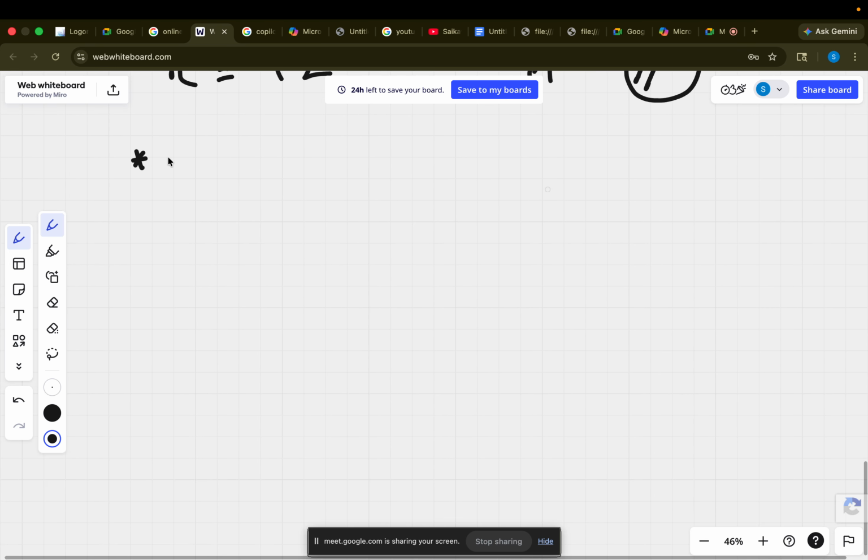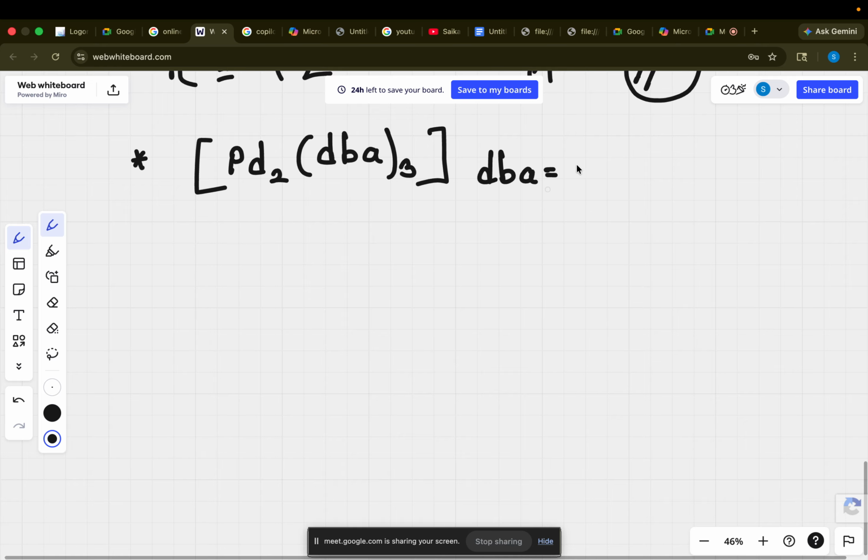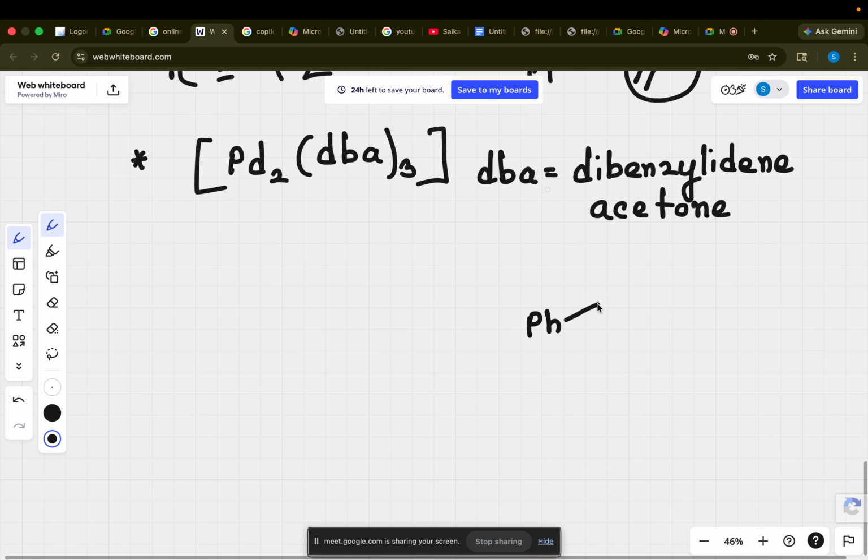Okay, next write down this. Suppose you have this compound Pd2(DBA)3. Does any one of you know what DBA is? Okay, write down. DBA is dibenzylideneacetone, and the structure of this DBA will be like this.